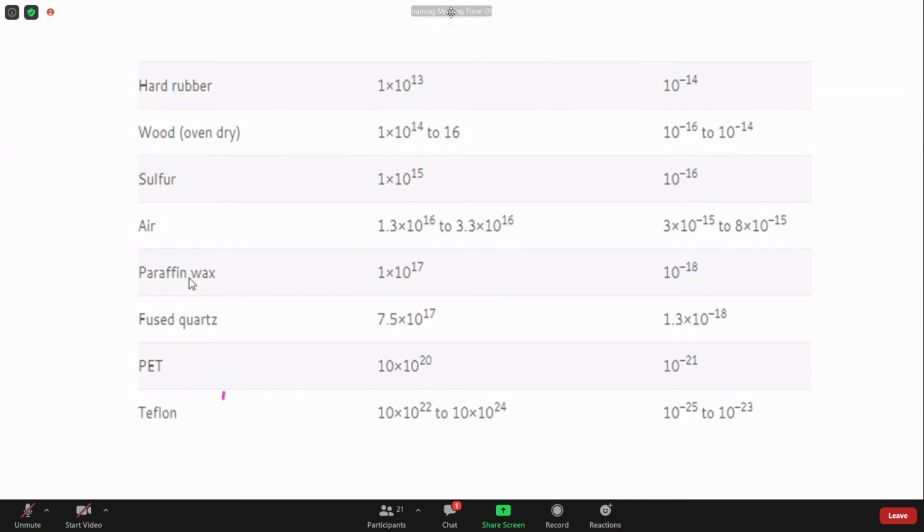So air, look at air. Air ranges from 1.3 times 10 to the 16 ohm meter to 3.3 ohm meter, no? So muna ang range of resistivity sa air, no? So again, that is why I mentioned ganina kanang term insulator, that's actually subjective, no? Subject to how much pressure applied.